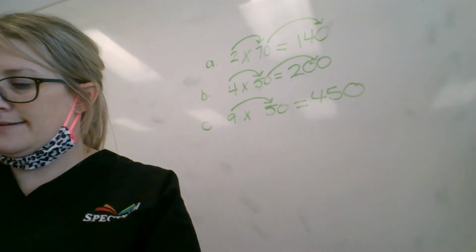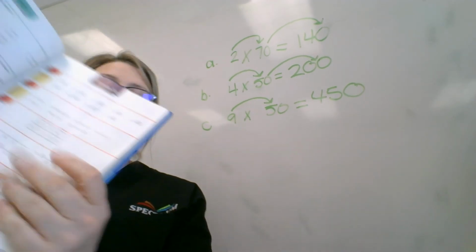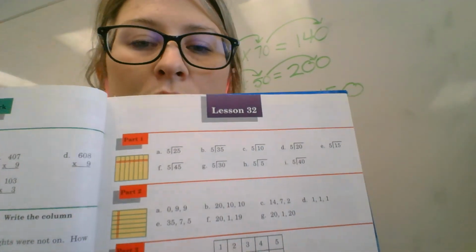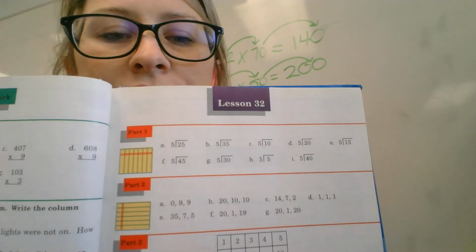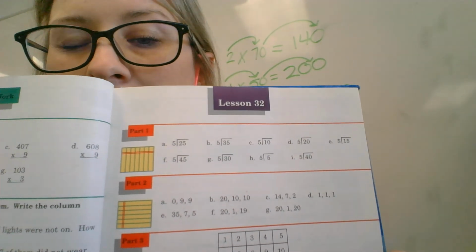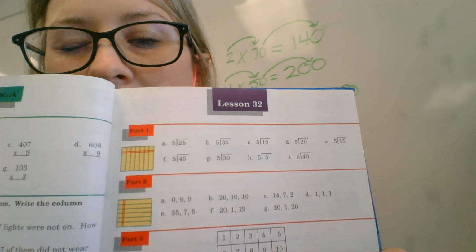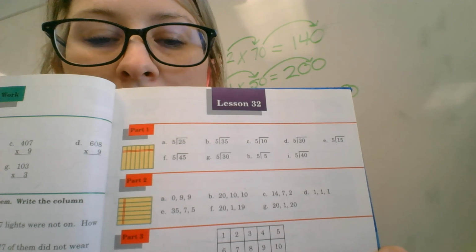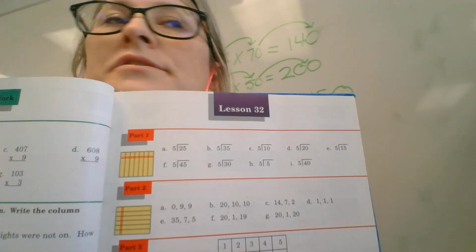All right, Lesson 32. Lesson 32, Part 1. You are going to solve those on your own as well, okay? Those are pretty easy peasy division problems. So go ahead on your paper, write A through F, and write your division problems and solve. You can pause here until you are finished.